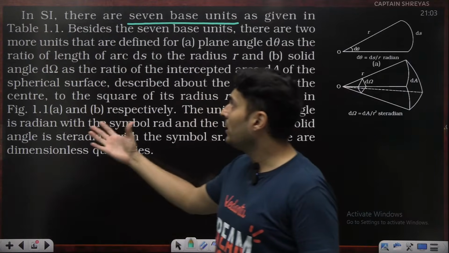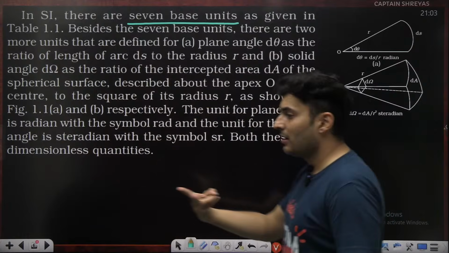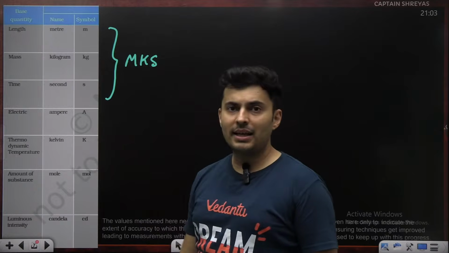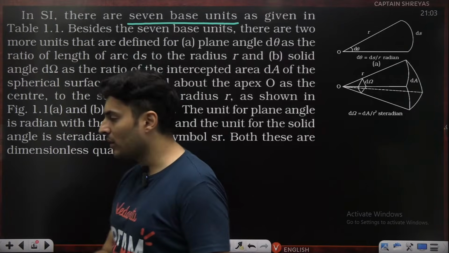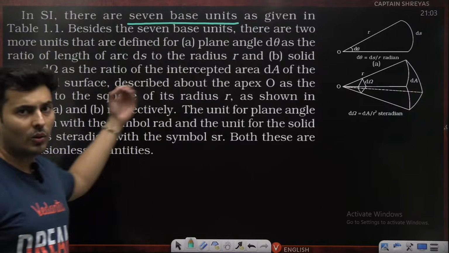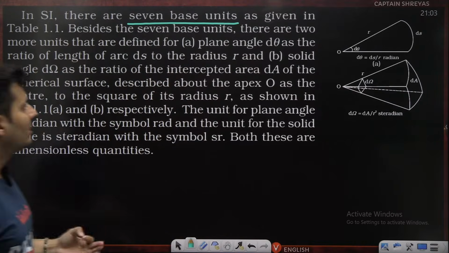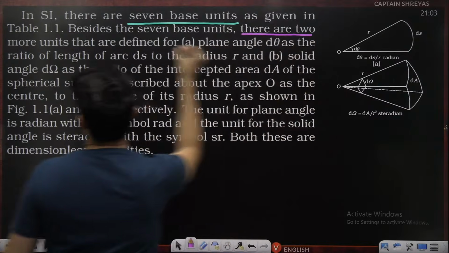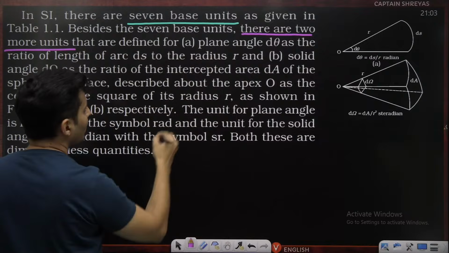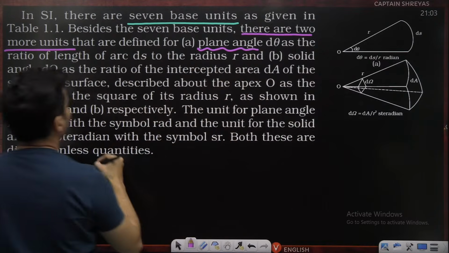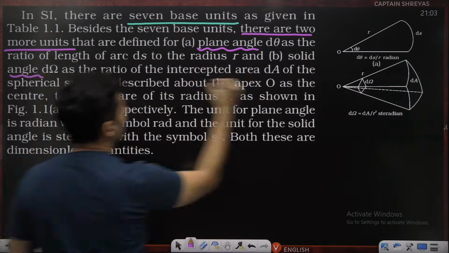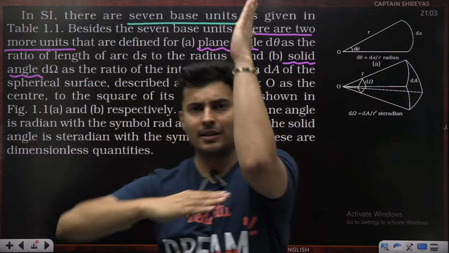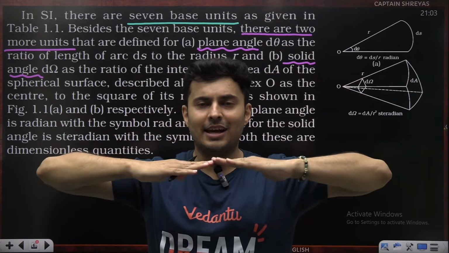Now, later on, they added two more quantities into this particular table of seven quantities. They were called auxiliary units or auxiliary quantities. And like you can see right over here, there are two more units that are defined. One is the plane angle and the other one is basically the solid angle. Plane angle, everybody knows. This is 90 degrees, sir. This is 90 degrees and this is basically 180 degrees.